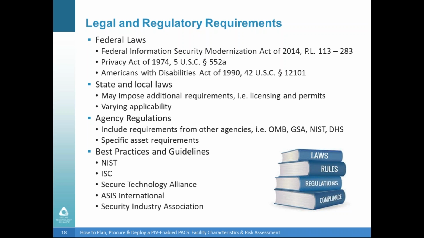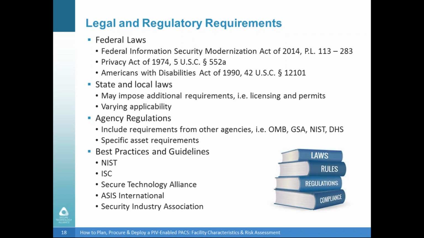The Department of Justice Civil Rights Division issues design standards that must be followed to comply with the Americans with Disabilities Act. For PACS, this will include things like reader height and distance from obstructions, clear widths for access portals, and standards for conveying information to individuals with hearing or vision impairments. State and local laws may impose additional requirements for things like technician licensing and building permits, but the applicability of those requirements will vary depending on whether the facility is federally owned or commercially leased.